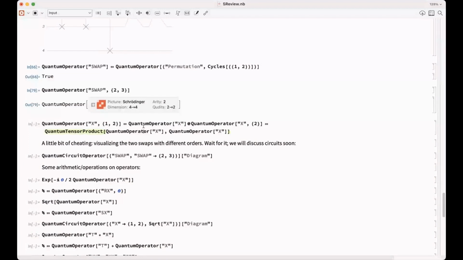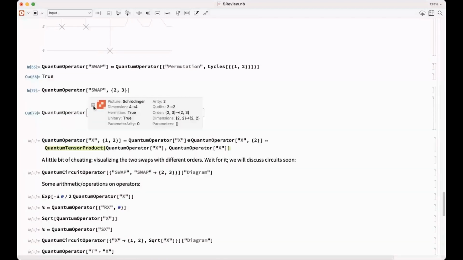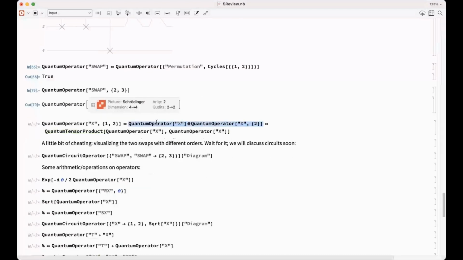Now, whatever makes your life easy, look at those three different ways of constructing composite operators. Either you can act Pauli X on the first, Pauli X on the second one, or you can define it as a quantum tensor product, which is basically what we all learn in our quantum courses.